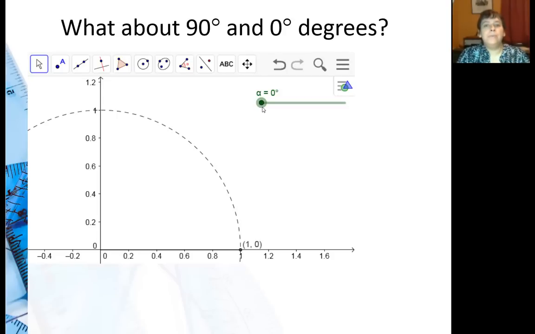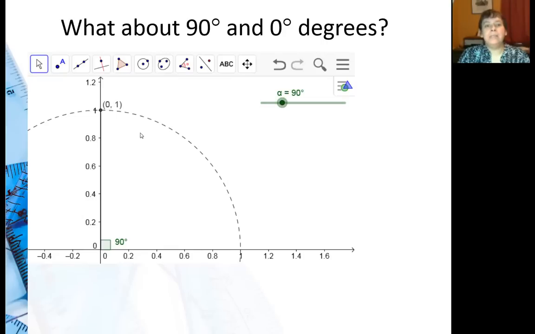So tangent of 0 degrees, its opposite over adjacent would be 1 over 0. That would be undefined. Actually, it's opposite over adjacent. So opposite is 0, and adjacent is 1. So it'd be 0 over 1. So tangent of 0 degrees is 0. Moving up, we go to 90 degrees.